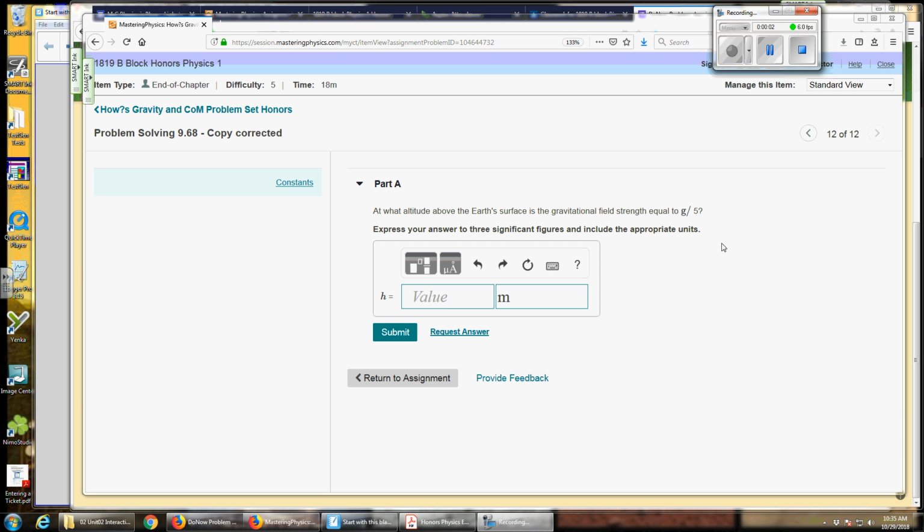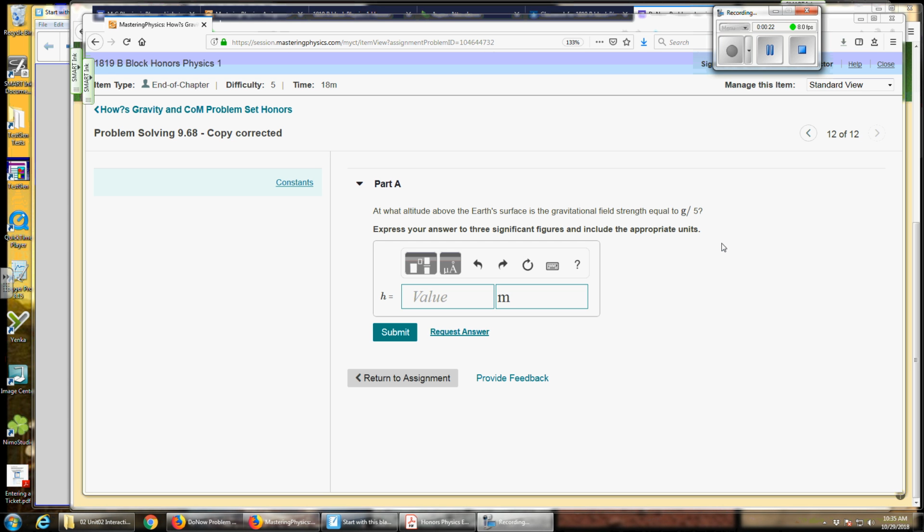All right, so we're starting with number 12. I think it was D block. Maybe it's either A or D block that did this. That's difficult because they're the other two blocks. But what altitude above the Earth's surface is the gravitational field strength equal to g over 5?